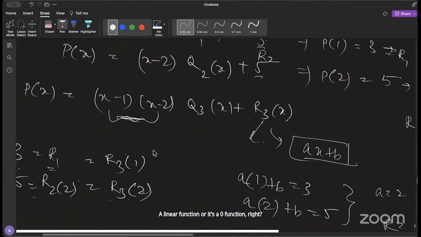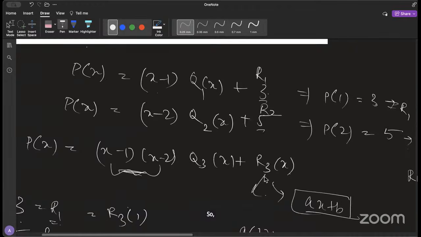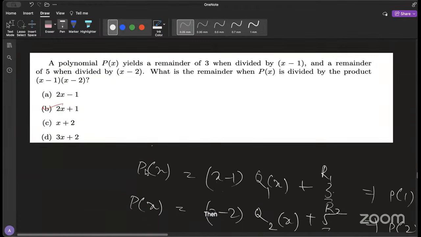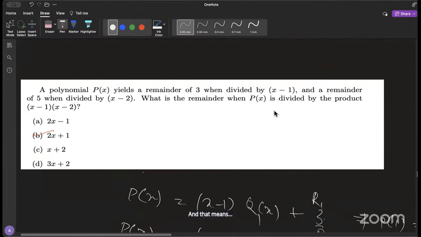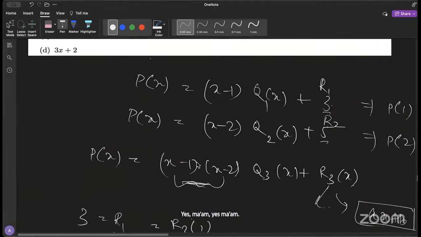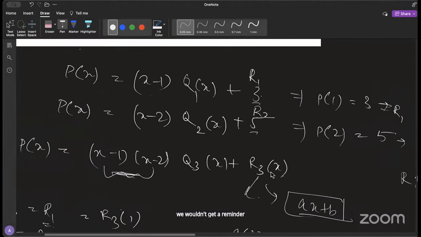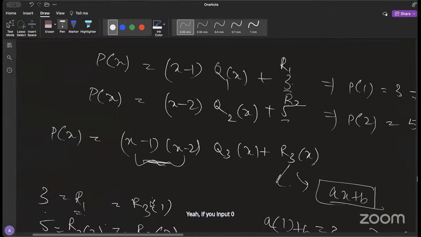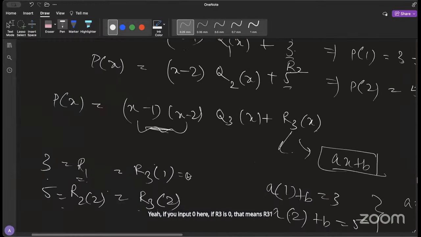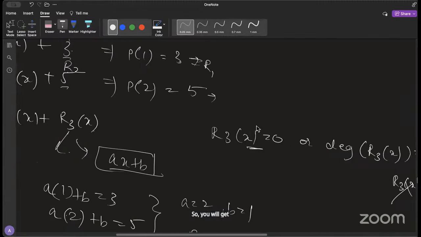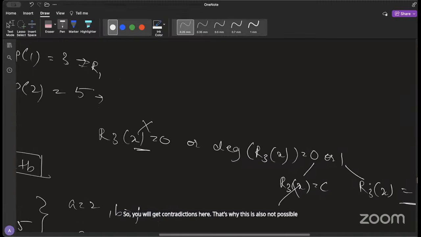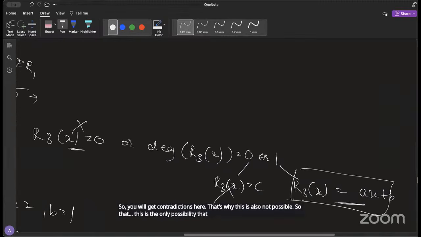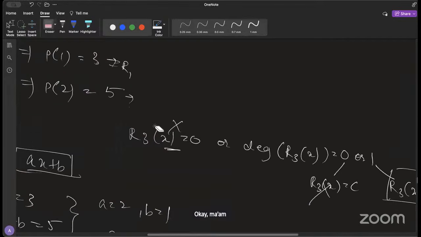Why can the remainder not be 0? If R3 is 0, that means R3(1) is also 0, right? But R1 is not 0. That's the problem. You will get contradictions there. That's why this is also not possible. So this is the only possibility that you have. Okay, ma'am. Thank you.